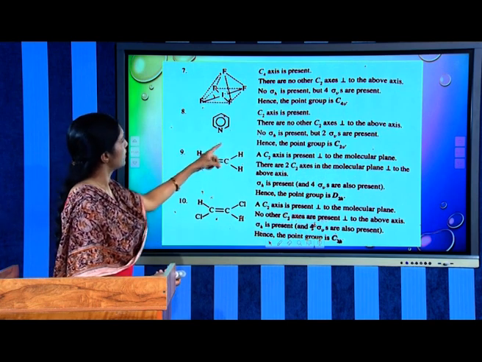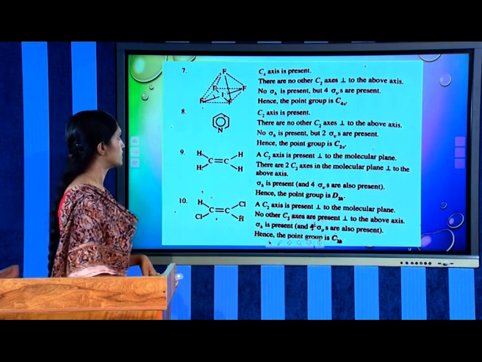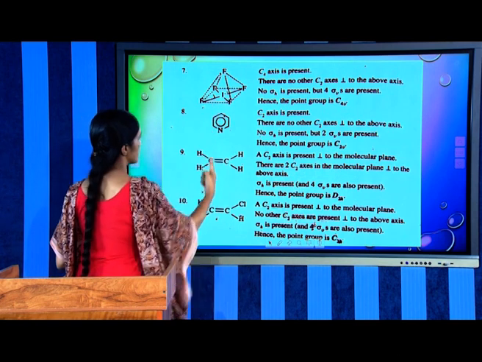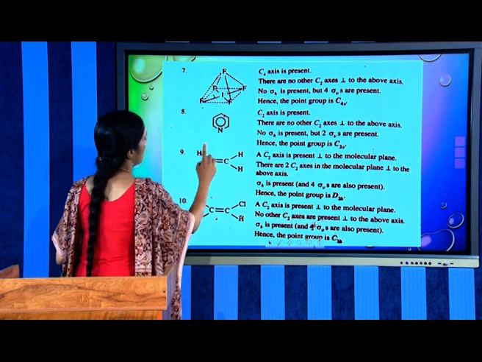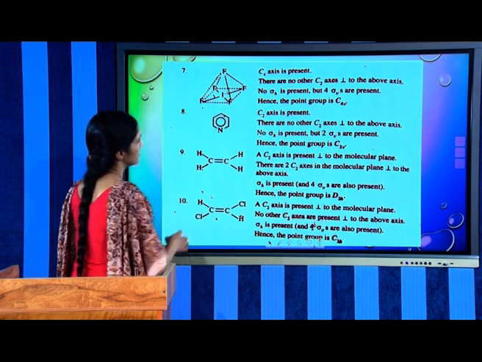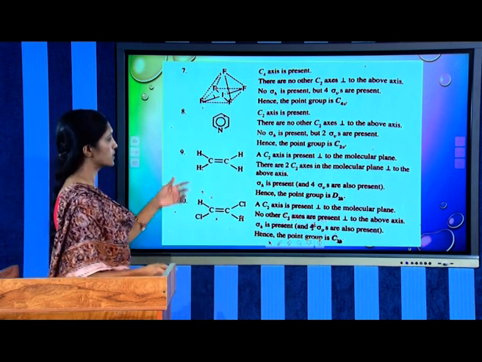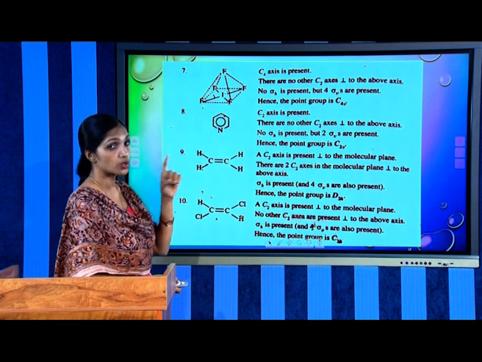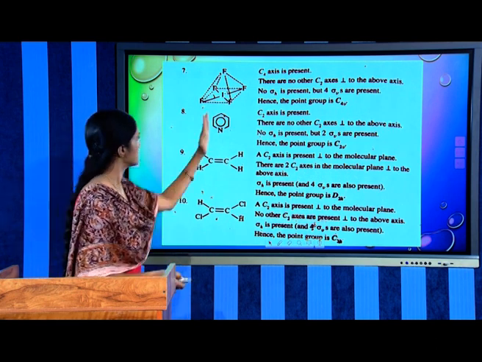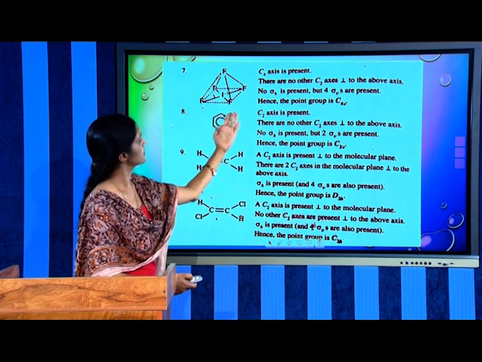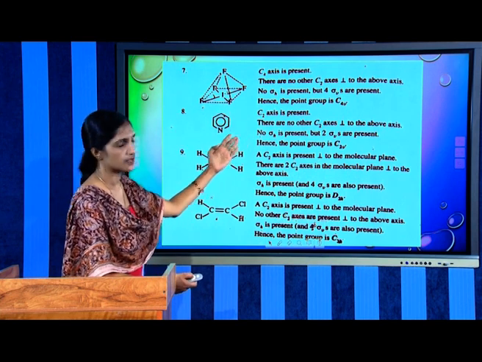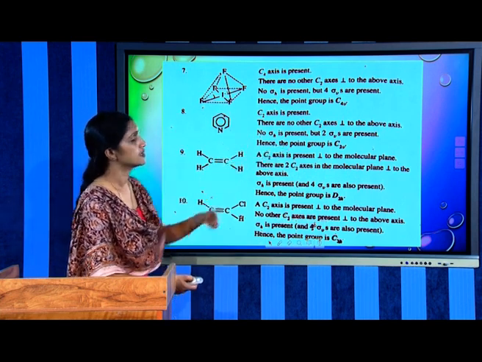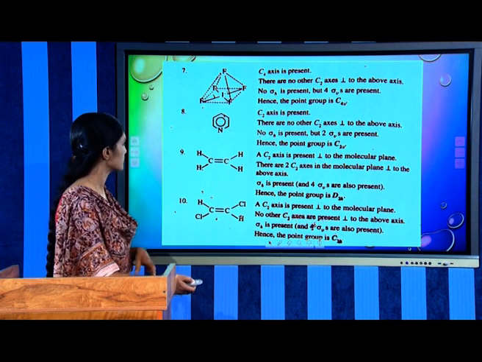And the pyridine molecule, in the pyridine molecule it has a C2 axis which is passing like this, okay, and there are no perpendicular C2s to the above axis, no sigma H, but it contains 2 sigma V's. One is like this and the other is the molecular plane, right. So, it is coming under the category C2V.